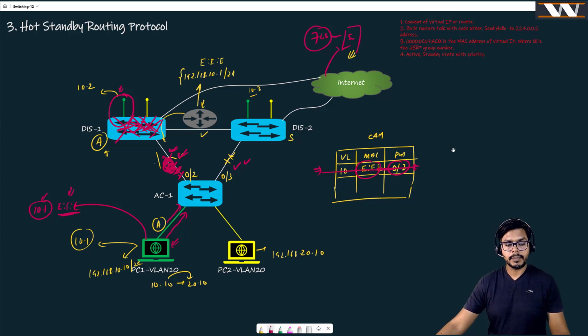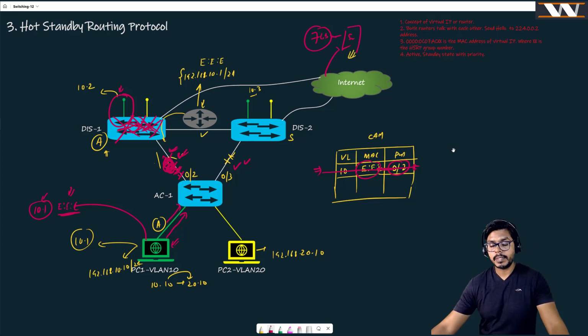If that is the problem, what is the solution? Mr. Rahul doesn't have any answer for this, but he thought of an interesting thing now. He is saying we have learned the concept of gratuitous ARP, right?